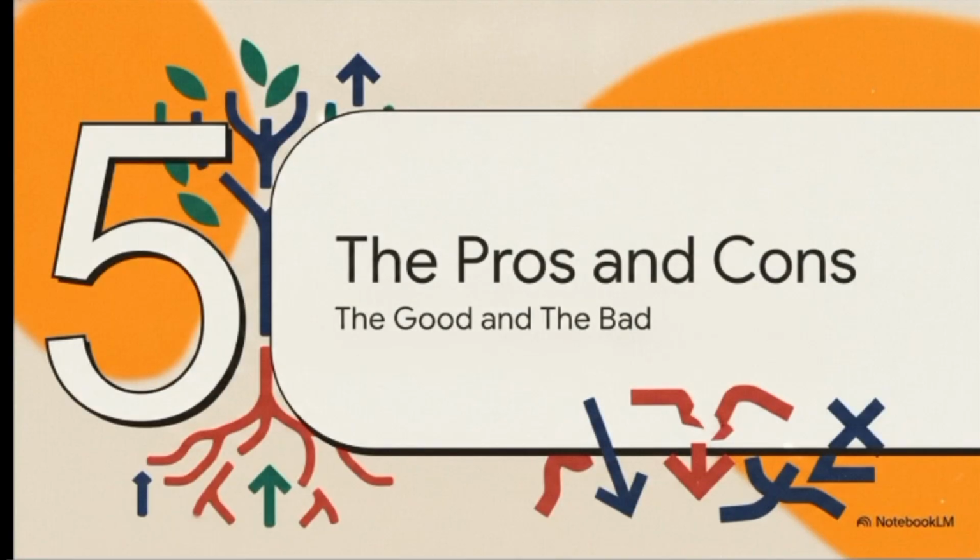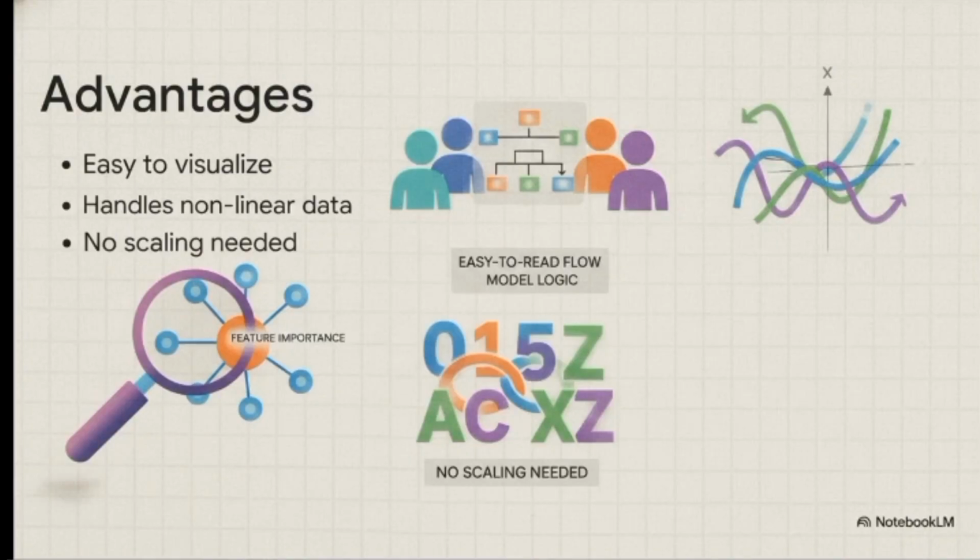Section 5. The pros and cons, the good and the bad. All right, let's do a quick impartial review of why data scientists absolutely love this specific model, alongside where it can fall dangerously short. First off, the advantages are massive. Unlike models such as SVM and KNN, no feature scaling is required whatsoever. It works naturally with both categorical and numerical features. It handles nonlinear data effortlessly. You also automatically get feature importance, so it tells you exactly which questions were the most valuable. And best of all, the resulting flowchart is so easy to understand and visualize that even completely non-technical stakeholders can read it perfectly.